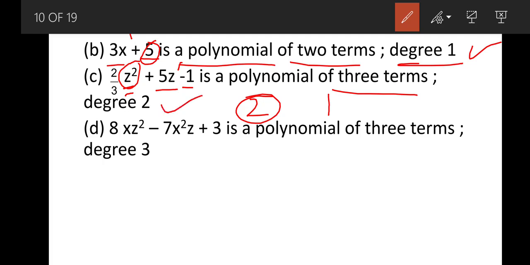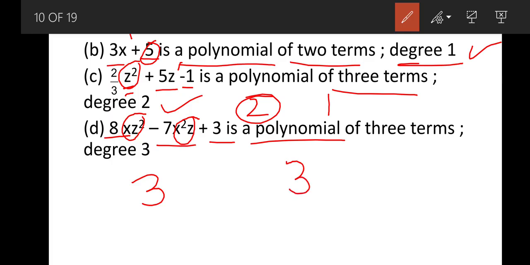Now coming to the D part. How many terms are there? 1, 2 and 3. 3 terms are there. Now whether it is a polynomial or not, the powers of x and z are non-negative integers, positive, so it is a polynomial. Now coming to the degree part. In the first term the power of x is 1 and the power of z is 2, so the total is 2 plus 1, 3. In the second term the power of x is 2 and the power of z is 1, so the total is again 3. These are equal, so the degree is 3.